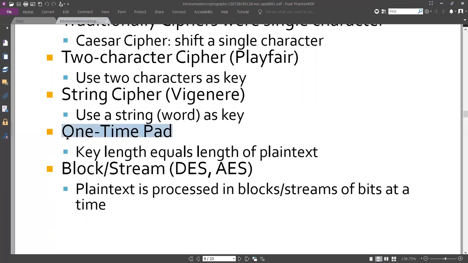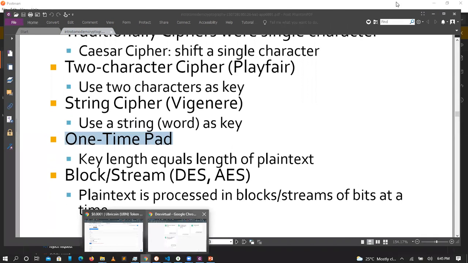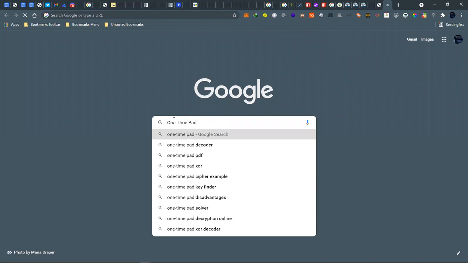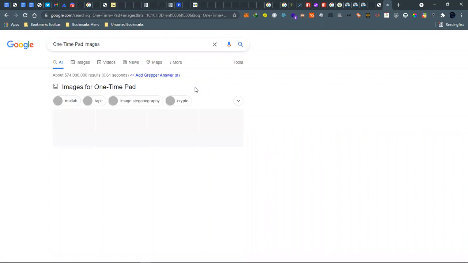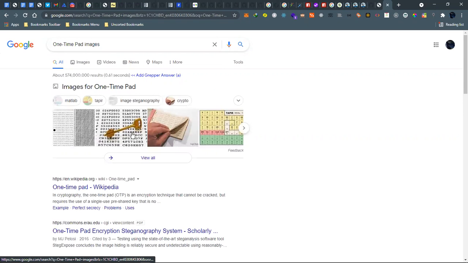Let me show you the picture. It actually looks like a telegram or something. Not the Telegram app, but the telegram machine used in those days. So, images. This is the one-time pad.